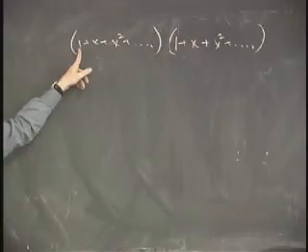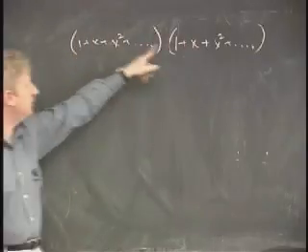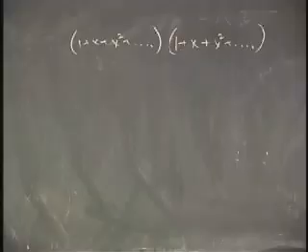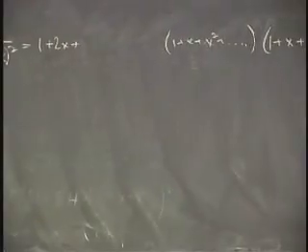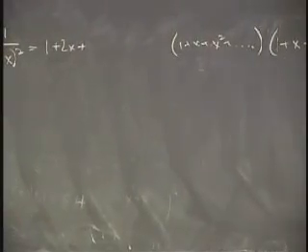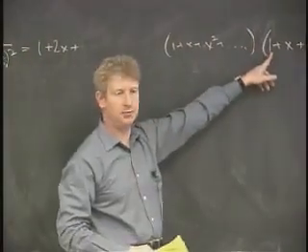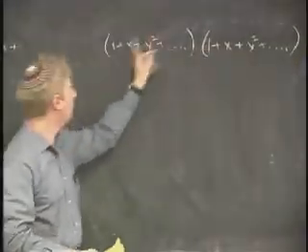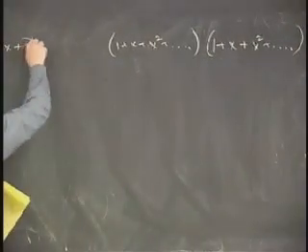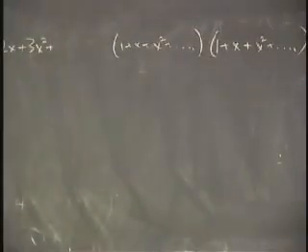X times 1, 1 times x. There's no other way you can get x from multiplying those two things out. How many x squared terms do you get? X squared times 1, 1 times x squared, x times x. 3.